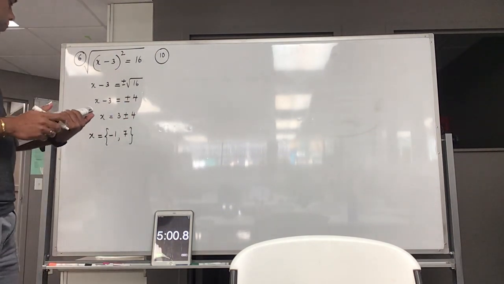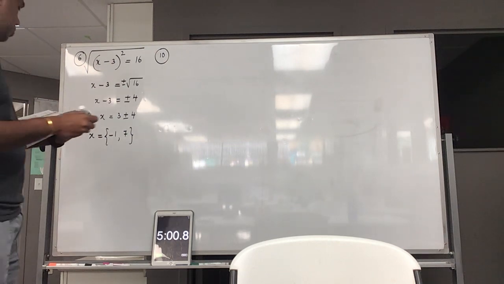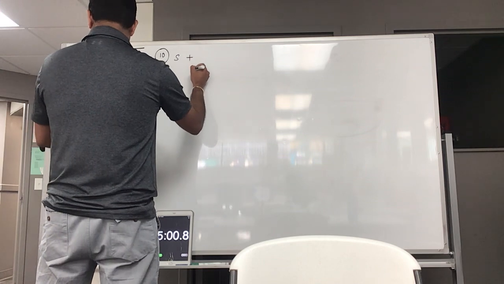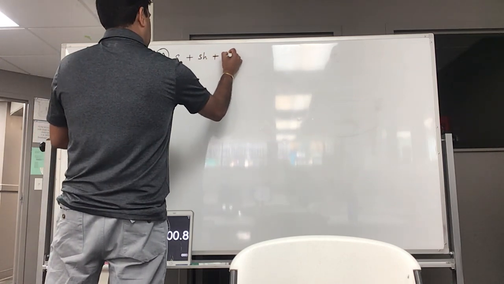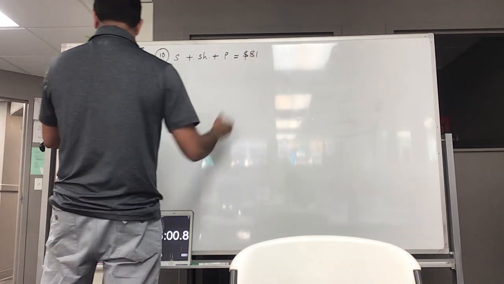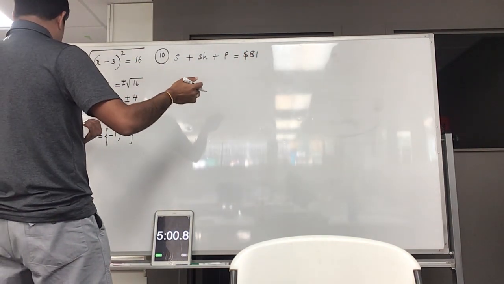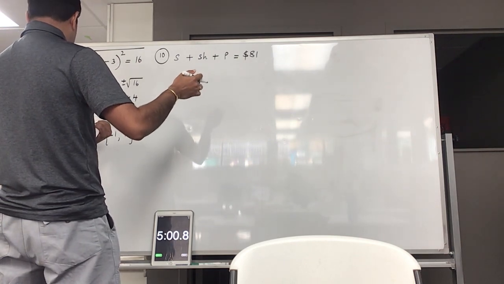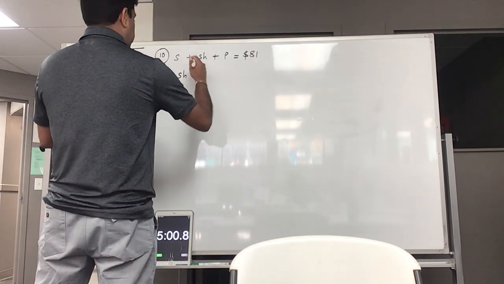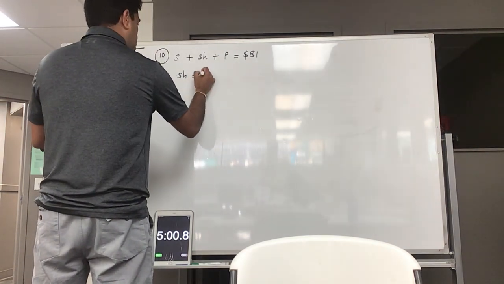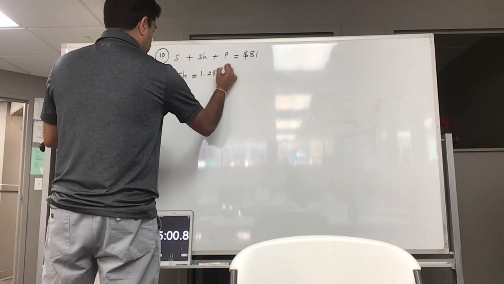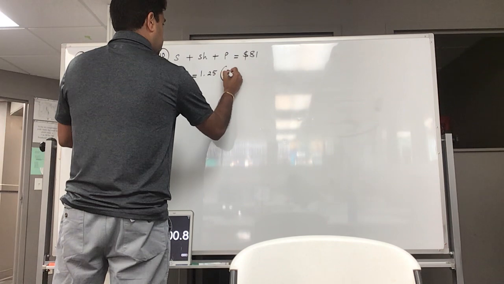Dana buys a shirt, a pair of shoes, and a purse for $81. The shoe costs 25% more than the purse and shirt combined. So the shoe costs 25% more, so it'll be 100% plus 25%. So it'll be 1.25 times purse and shirt combined.